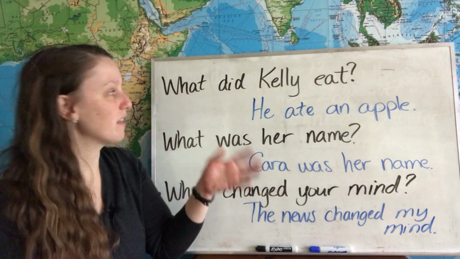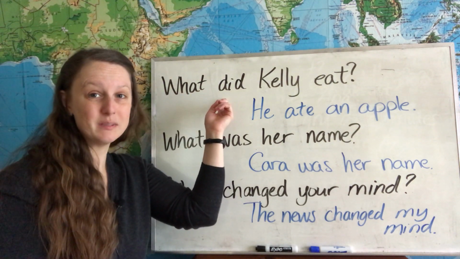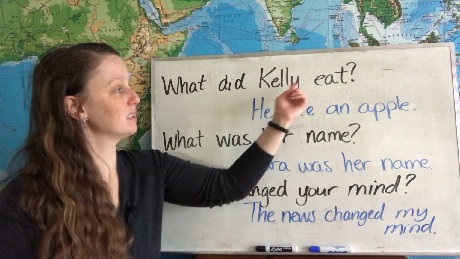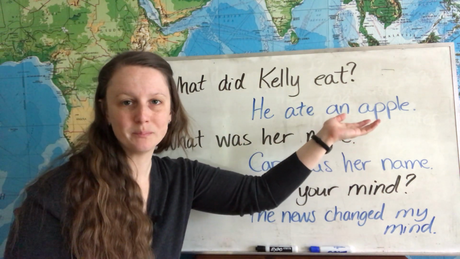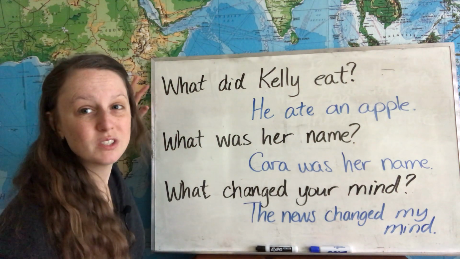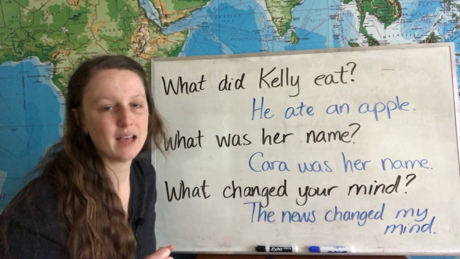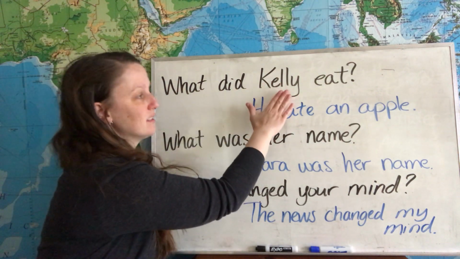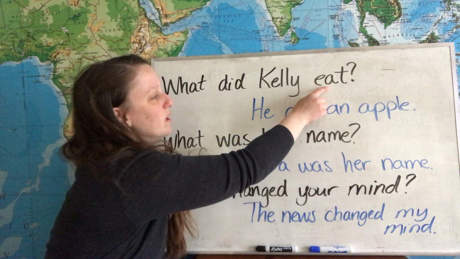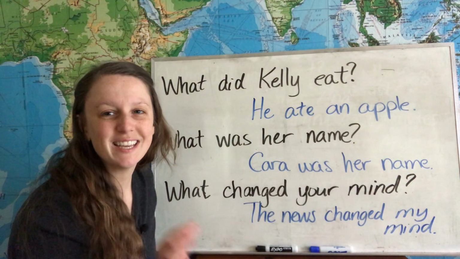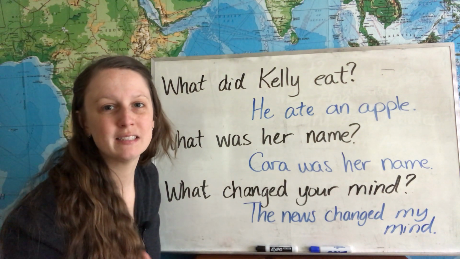So let's look at the structure of that question. We use our WH word, what, helping verb did, subject, and main verb eat. What did Kelly eat? He ate an apple. So this is the most common structure for our what questions in the simple past. What did subject verb. You'll notice, even though this is simple past, we use the base form of the main verb. We say eat, not ate, because we are using did to show that it is past tense.